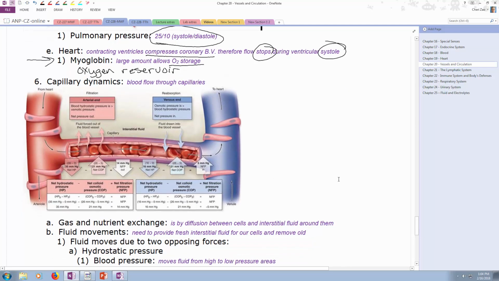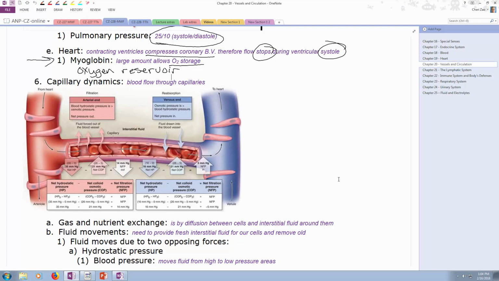Now we're going to come to that lovely topic that we have a lot of problems with understanding, and that's capillary dynamics. And our notes here state it's blood flow through the capillaries. Before we get into the numbers, this is what I want you to think about. And then after we get into the numbers and the definitions for various numbers, hopefully it will start to make a little more sense.